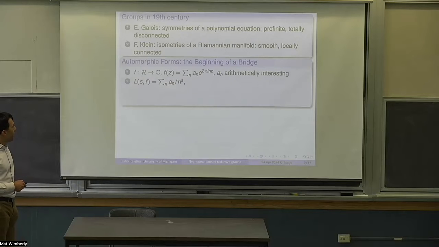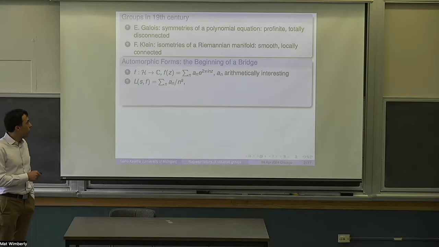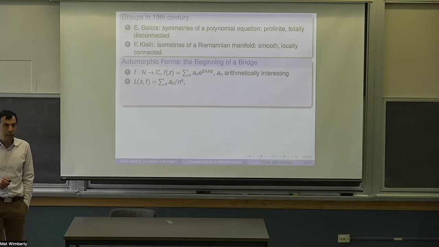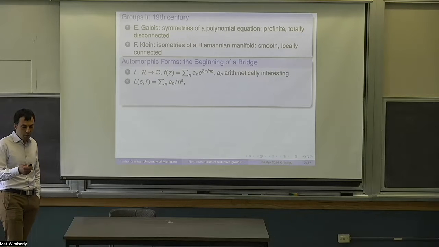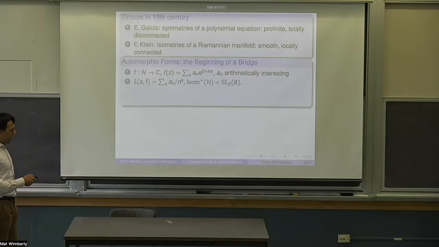In this way, these objects relate to the first kind of symmetry, to symmetries coming from number theory. At the same time, they also relate to the second kind of symmetry, because this H here is one of the geometries that Klein was studying. It is a model for hyperbolic geometry. If we take its group of isometries, or at least the orientation preserving isometries, we get one of these groups that Klein was studying, a Lie group, the group of 2 by 2 matrices with determinant 1 and real coefficients.